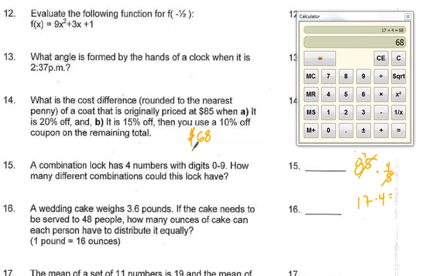Now, in my second option, I have 15% off. The first thing that I'm going to do is find 10%, and 10% is 8.5, right? 5% is half of that, so that is 4.25, right? So 15% off of 85 is going to be $12.75, I hope.